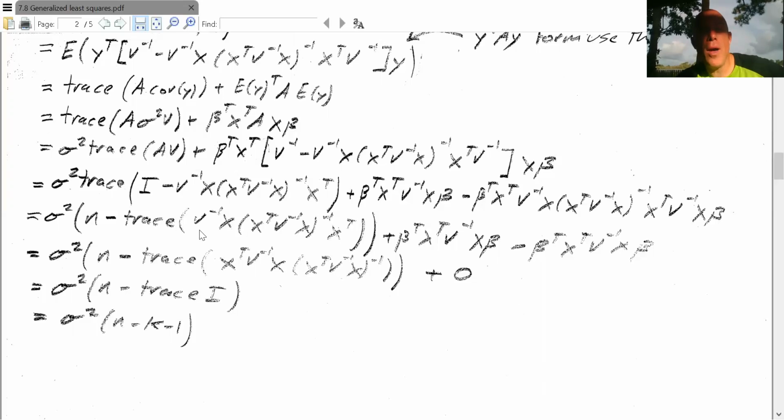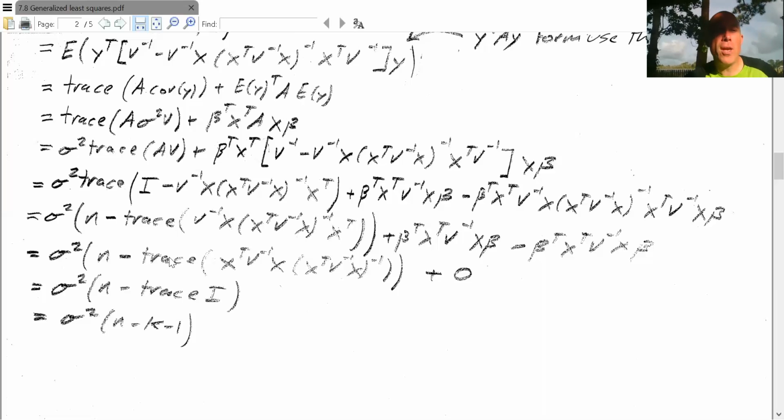I look at this and I go, hey, with a trace, I can change the order of my matrices freely as long as multiplication is defined. Well, I see that I have X transpose V inverse X inverse, and I've got an X transpose V inverse X over here. So if I take this X transpose and, using the commutative property for the trace, move it here, I have this item times its inverse. Boom, that means it's going to be the identity matrix. Now, there's a catch on this. There's something we have to watch out for on this particular step right here.